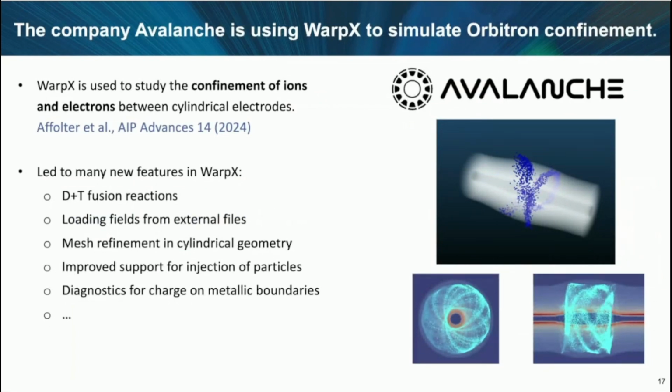Yet another company that's using WarpX is Avalanche. So their concept is a device that confines ions and electrons with a mix of electrostatic fields and magnetic fields. And again, we collaborated with them, and that led to many other features in WarpX. That's when we started this collaboration. That's when we added DT fusion in WarpX, and then other features such as loading fields from external files, mesh refinement in certain geometries, interaction between particles and the boundaries.